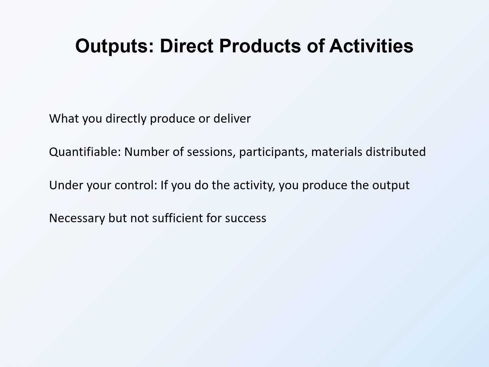But here's the crucial point. Outputs are necessary but not sufficient for success. Conducting 12 workshops doesn't help anyone if no one learned anything. Distributing 5,000 brochures doesn't matter if no one read them. Outputs measure activity, not achievement.